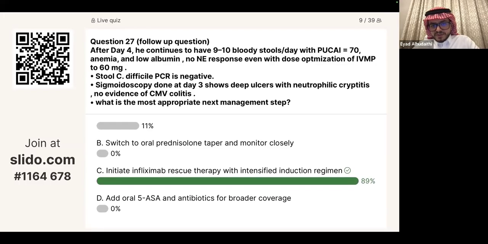So you got it right, most of you. Initiate infliximab rescue with intensified induction regimen. And this is the only place that you will see intensified induction. It's usually in acute severe ulcerative colitis.